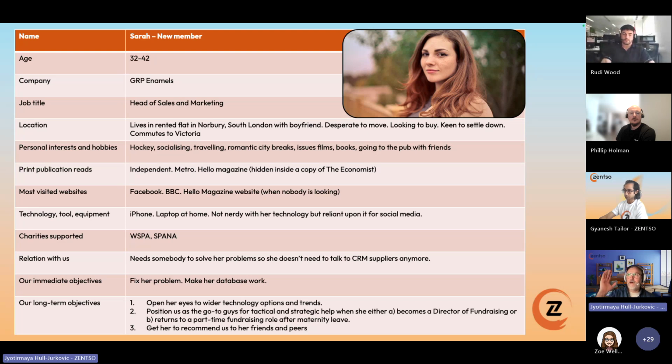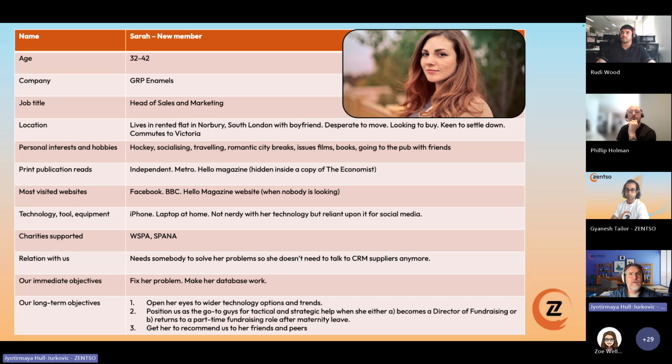This person is Sarah. She's in the new member target group. She's 32 to 42. She's the head of sales and marketing. She uses Facebook. She likes the BBC. She reads Hello magazine. We won't hold that against her. And maybe some charities she supports. So we build up this full persona of the person. And this is obviously quite a detailed persona. We don't have to go into that level of detail.